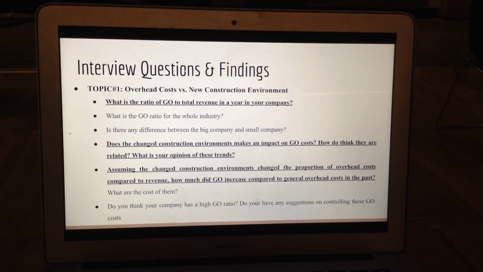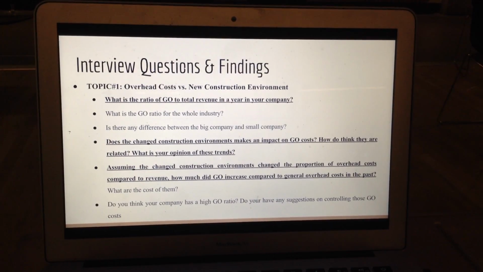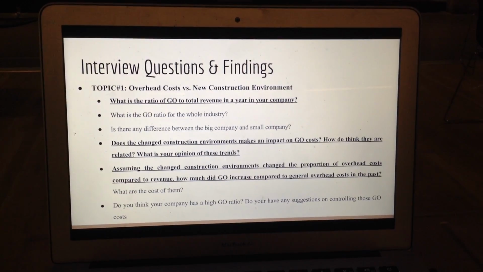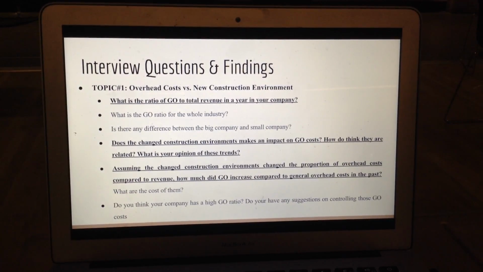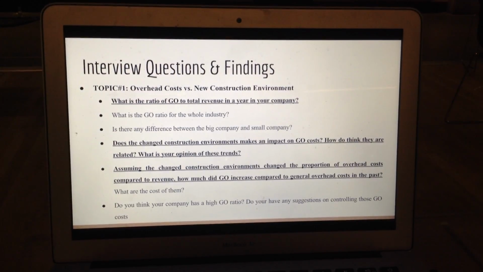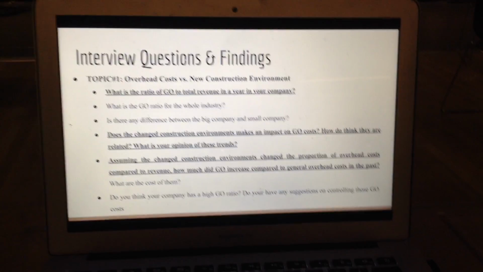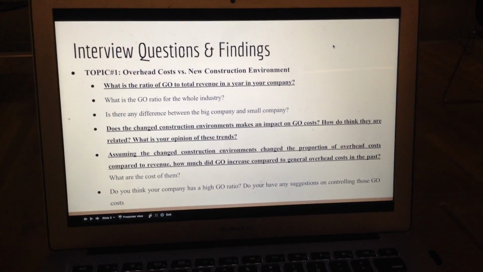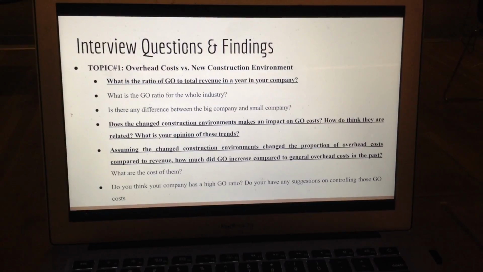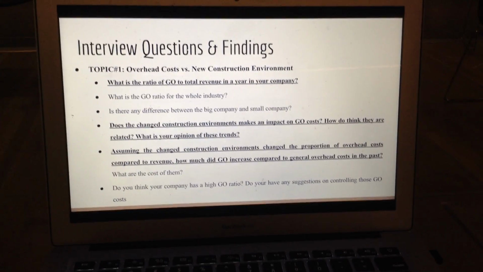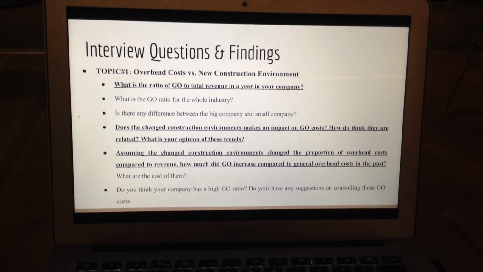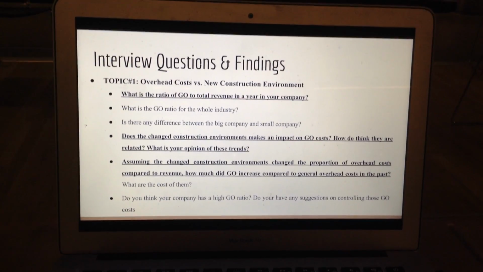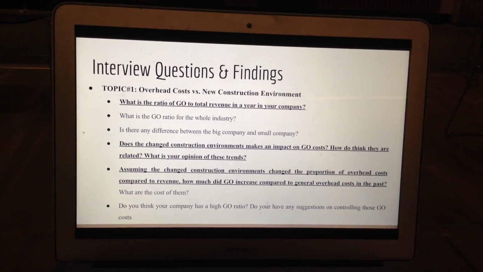What's the ratio of the general overhead to the total revenue in a year in a company, and the general overhead ratio for the whole industry? And is there any difference between the big company and the small company? For these questions, the professor gave us the answer that the general overhead ratio is 3.5% of the total cost. The ratio might vary from company to company. For example, if you are a small company, your ratio might be higher because you are not able to get that much job within a year.